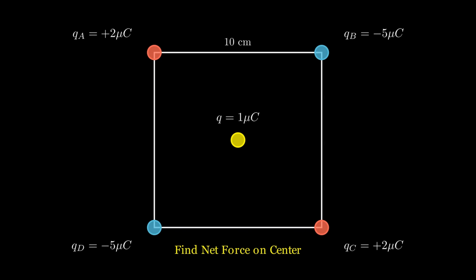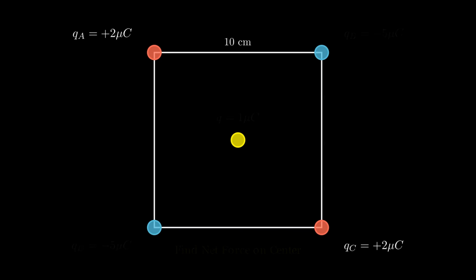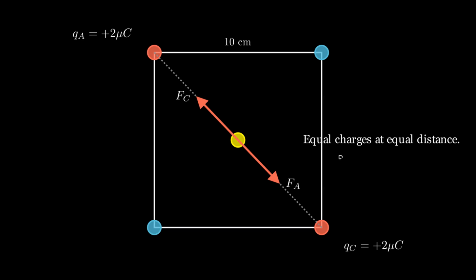Let's focus on charges A and C. They are opposite to each other. They both have the same charge of plus 2 microcoulombs. They are both the same distance from the center. Since the center charge is positive, A pushes it away, which is towards the down right. C also pushes it away, up left. These two forces are equal in strength but exactly opposite in direction, so they cancel out.